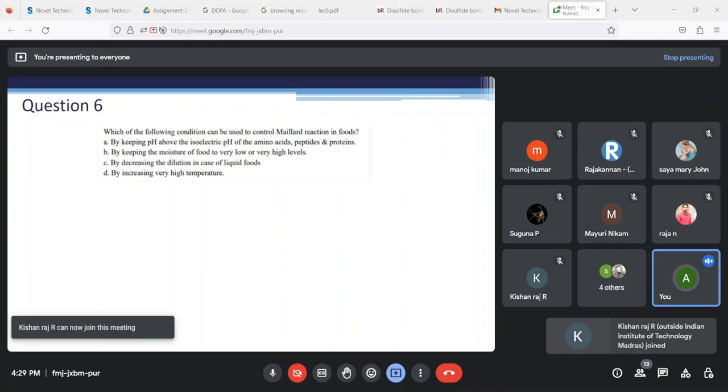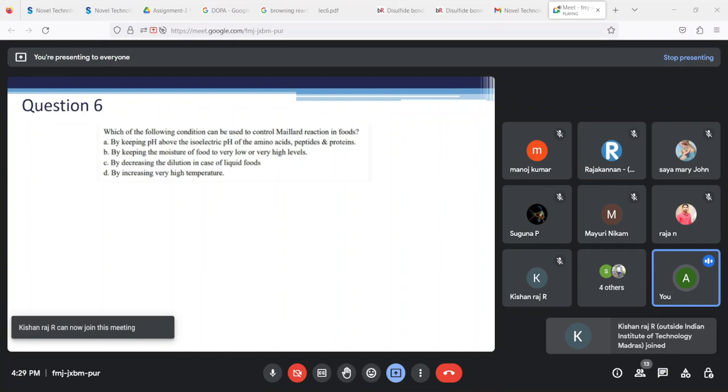So what happens to an amino acid? We'll go one by one. What happens to the amino acid if we keep the pH below the pI of the amino acids? Do you understand what a pI or an isoelectric pH is? So what is defined by the isoelectric pH of amino acids? Okay, net charge of the molecule is 0.